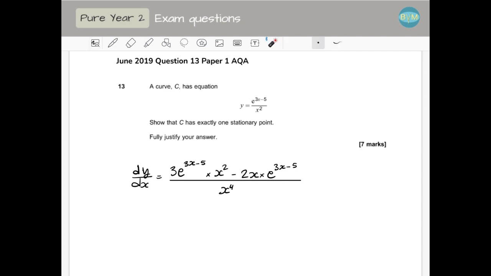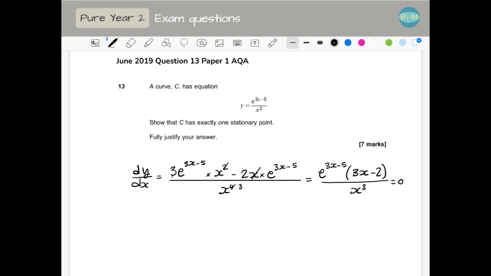So you have two terms here, both of them have x. So I'm going to cancel 1x here, 1x here, and 1x here, so I can divide everything by x. And then I'm going to factorize because I have e to the power of 3x minus 5 in one term and in the other one. So I can write this as e to the power of 3x minus 5, brackets, 3x in one term, and in the other term I have minus 2 only. Minus 2, all divided by x to the power of 3.